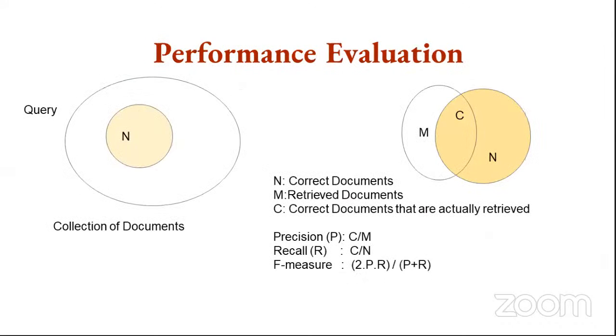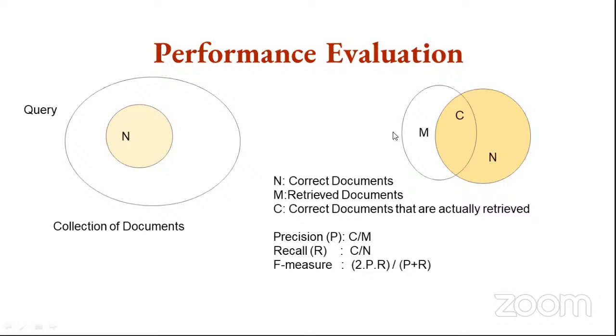Now about the performance evaluation. How do we evaluate the performance of a named entity recognition system or a relation extraction system? Suppose this is our large collection of documents, and we are focusing on only N, the correct documents. Suppose capital M is the retrieved set of documents, so our system retrieves only M documents. Amongst them, C are correct, because C belongs to N.